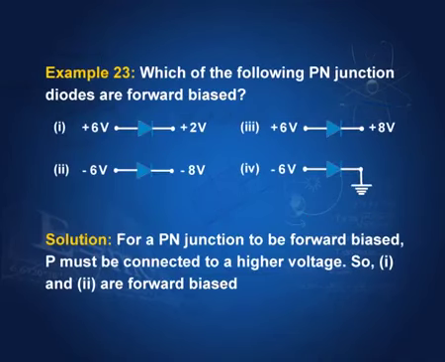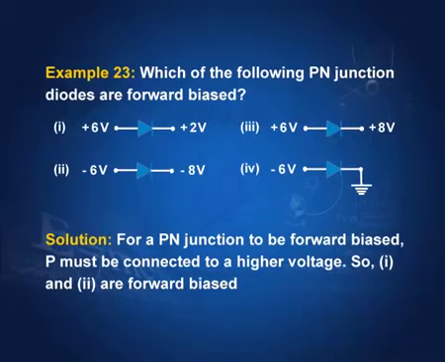Now, we already have learnt the unidirectional property of the p-n junction. For the p-n junction to operate, this part must always be at a higher potential than this part. If it is at a higher potential, the current will go.